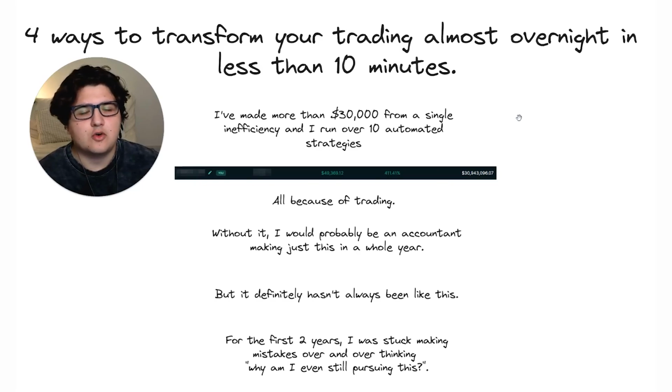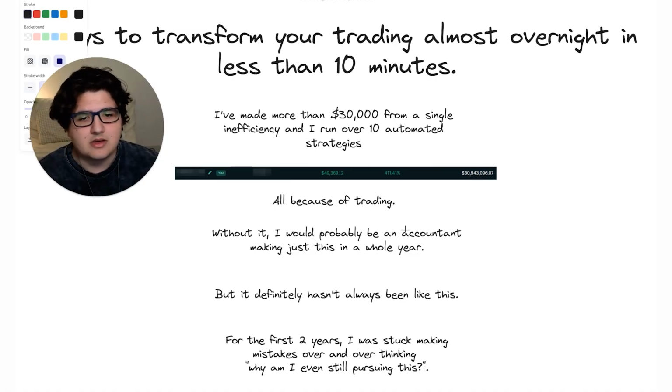I'm going to show you 4 ways to transform your trading almost overnight, and it's going to take me less than 10 minutes. I've made more than 30,000 from a single inefficiency, and I run over 10 automated trading strategies. Here's just one of my Hyperliquid wallets when I was exploiting a crypto inefficiency. Now, all of this is only possible because of trading. Without it, I would probably just be an accountant making just this in a whole year.